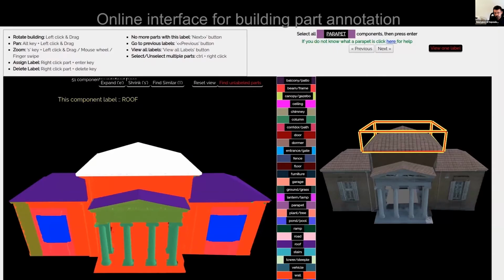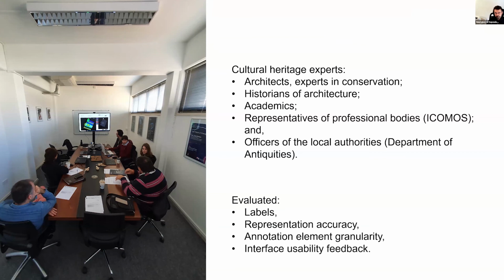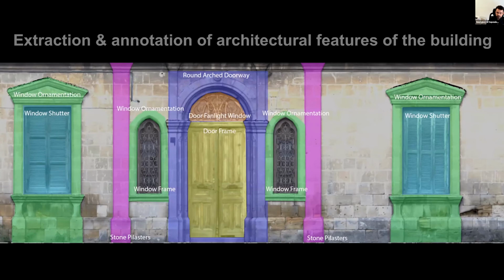And of course, we had to do the same to annotate the examples that we captured from the Cypriot built heritage. And we did this through an online interface where users would be able to select parts of the buildings and label them accordingly. The users of this interface were students of architecture, as well as experts who, through a series of meetings, gave us their feedback regarding the usefulness of the labels that we listed, the accuracy of the representation of the buildings, the granularity of the annotated components for the segmentation, as well as the user friendliness of the interface. And you see here an example of a segmented and labeled facade of a building.